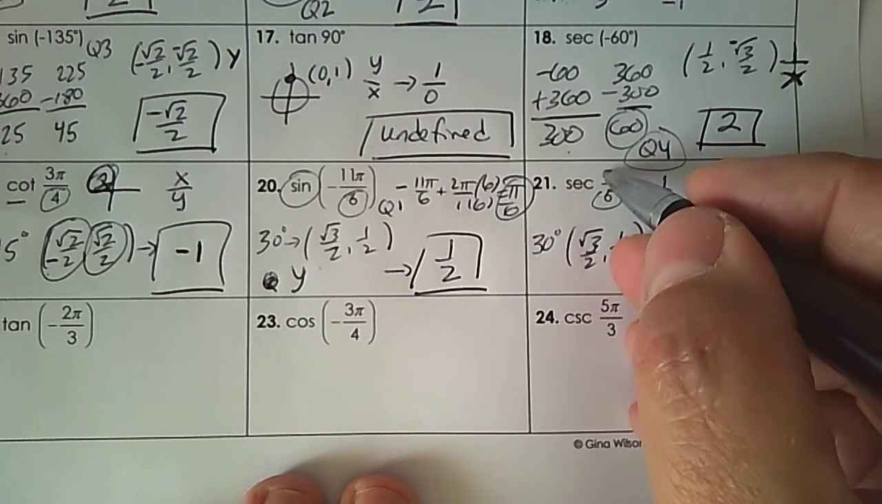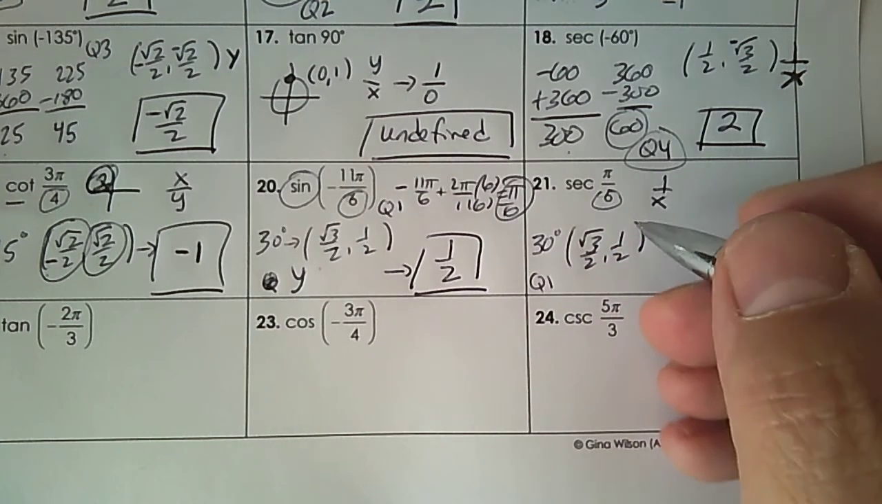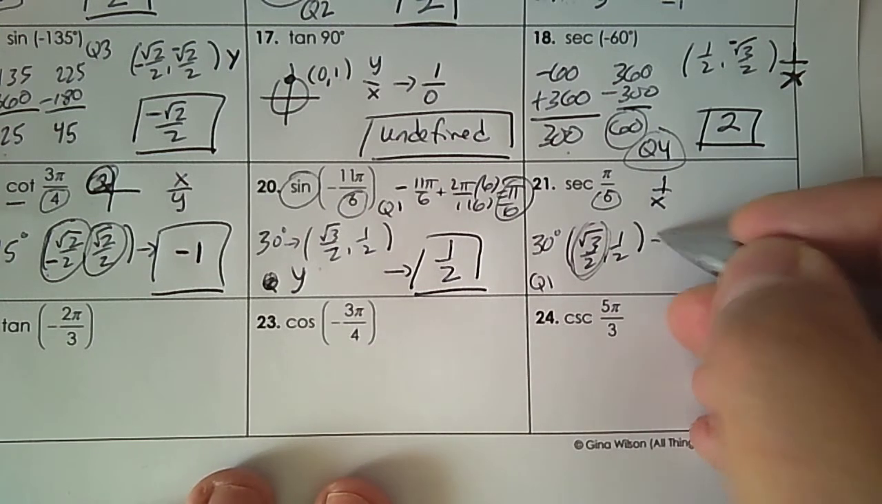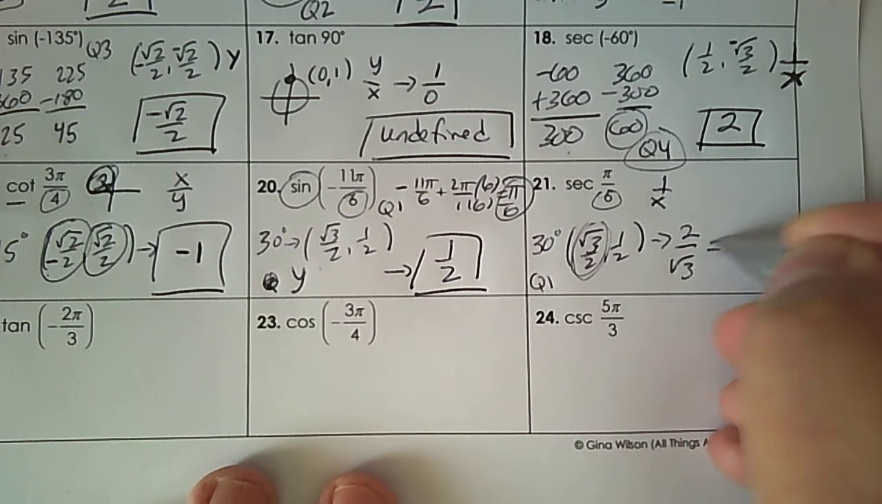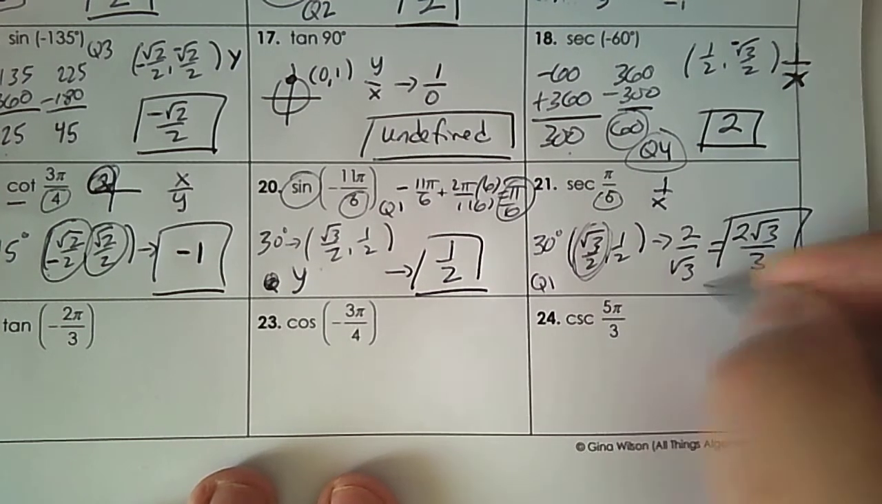Now notice that pi over 6 is in quadrant number 1. So the x and y coordinate are positive. So all we need to do is take the x coordinate and do the reciprocal. So that's 2 over root 3. And then when I multiply by root 3, you get 2 root 3 over 3. And you have the answer.